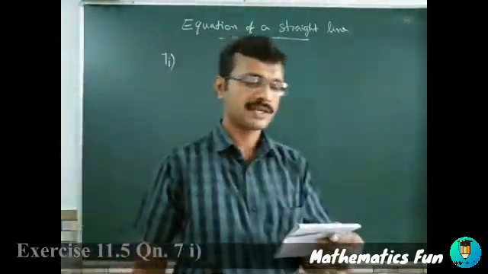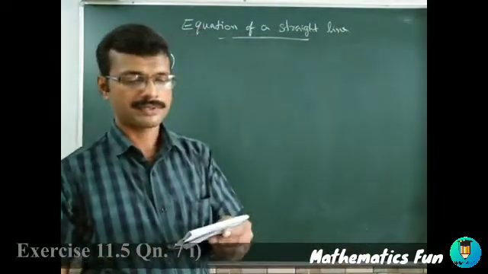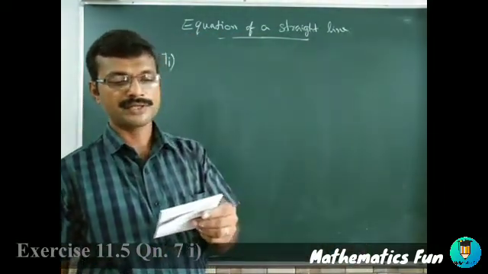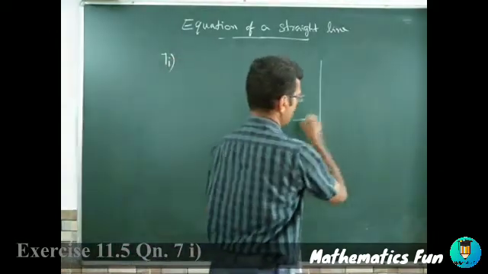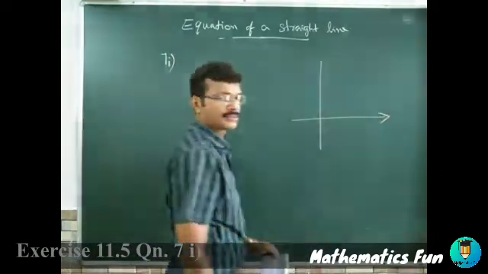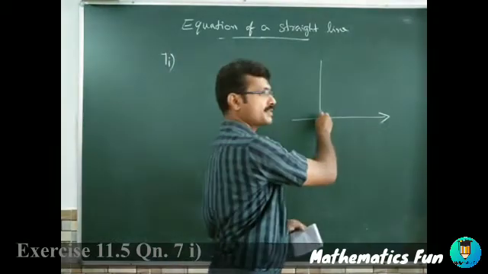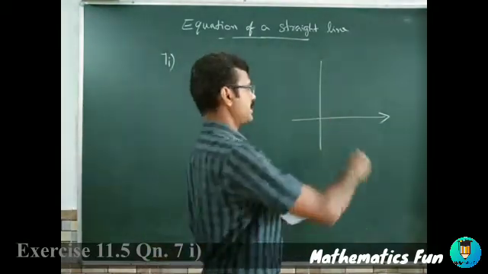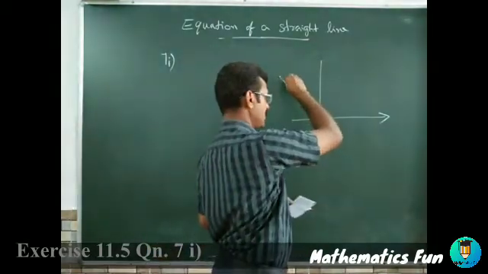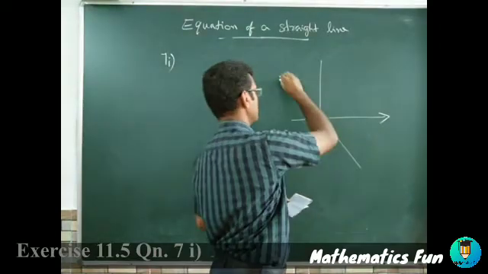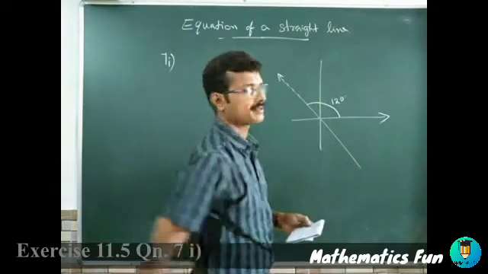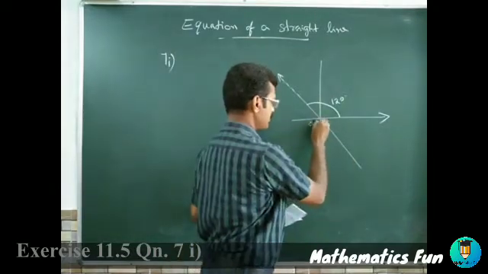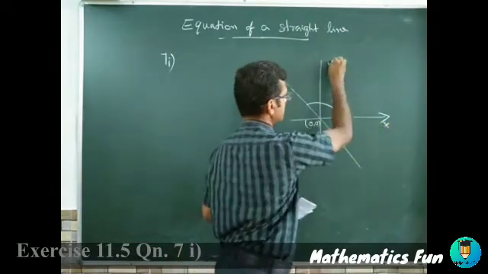Find the equation of the straight line passing through the origin and making an angle of 120 degrees with the positive direction of the x-axis. If I draw the diagram, it is passing through the origin and makes 120 degrees with the positive direction. 120 degrees means the line must be like this. So the origin is this, we know. This is our x-axis, y-axis.